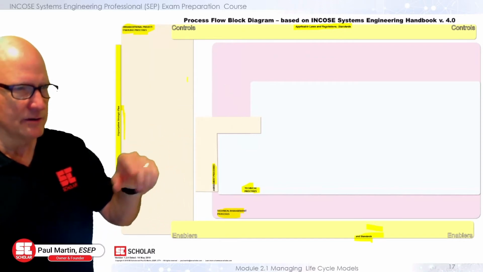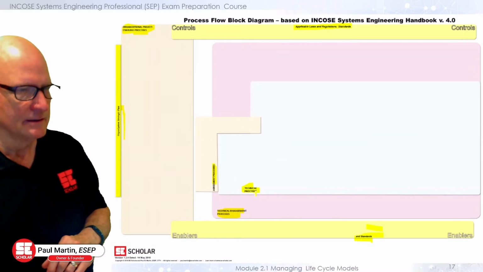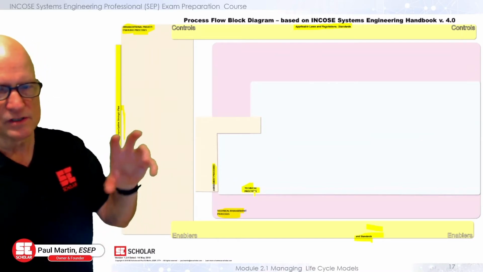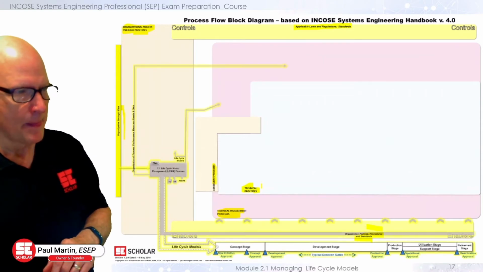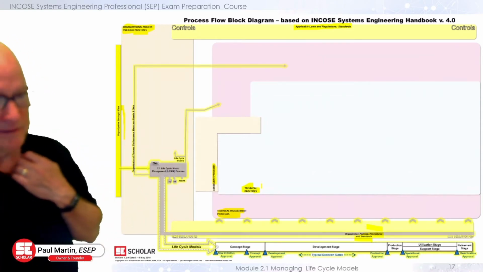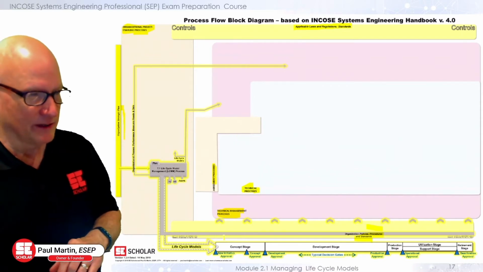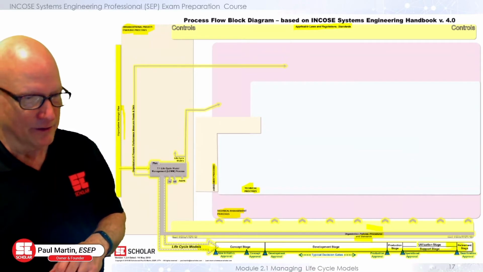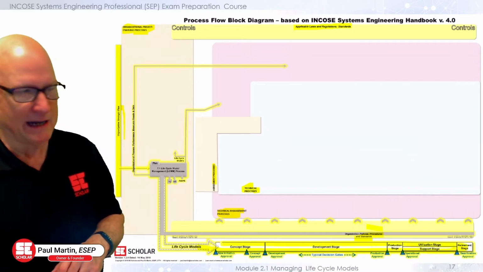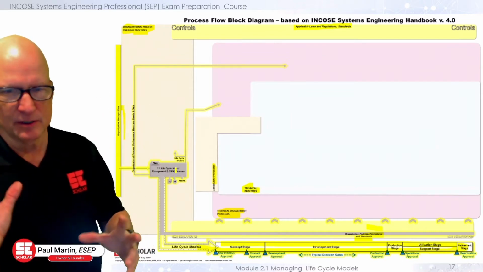There are some other small ones, and we'll show you where they are as we start building. But some of the controls and enablers will be built by some of the processes. All right, as a matter of fact, one of the first processes is lifecycle model management. If you notice, the lifecycle model is actually created by the lifecycle model management. Okay, I show you all the outputs from here.